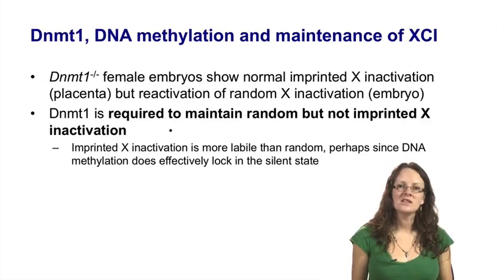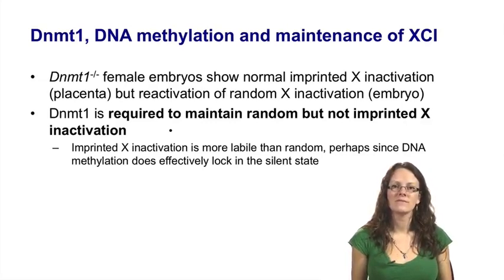So it's interesting in this light to think that we actually know imprinted X inactivation is not nearly as stable as random X inactivation. So perhaps this makes sense, because imprinted X inactivation only needs to occur for the life of the placenta, which is just for the period of gestation, in comparison to random X inactivation, which may have to go on for decades and decades, up to 100 years.